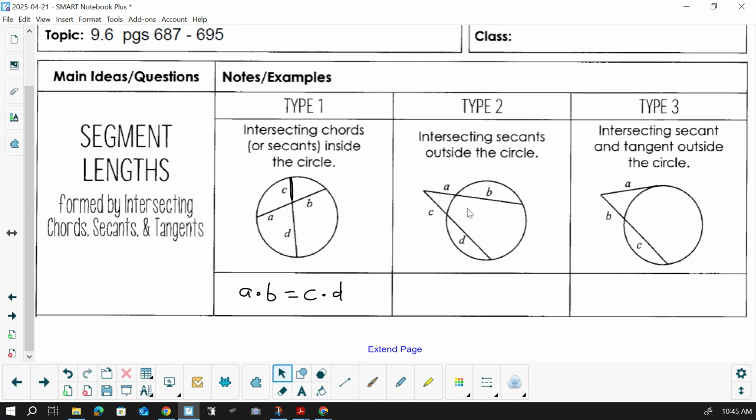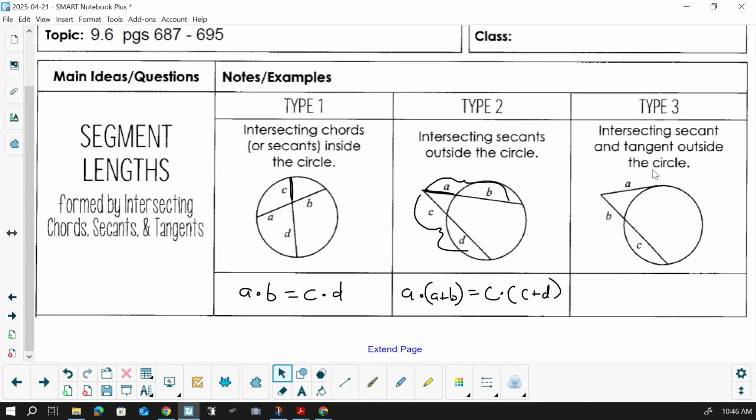This one, here's how you're going to do this one. You're going to do A, the part on the outside, times the whole segment. So the part on the outside times the whole thing. The whole thing would be A plus B. Right? And that's going to be equal to, over here, C, the part on the outside, times this whole thing, which would be C plus D.